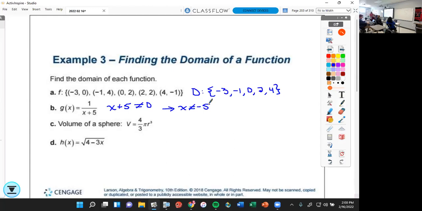So when you're dividing, if the variable's in the denominator, you take the whole denominator, whatever it is, and say it can't equal 0 and solve it.